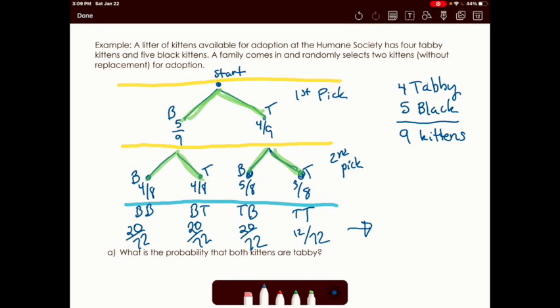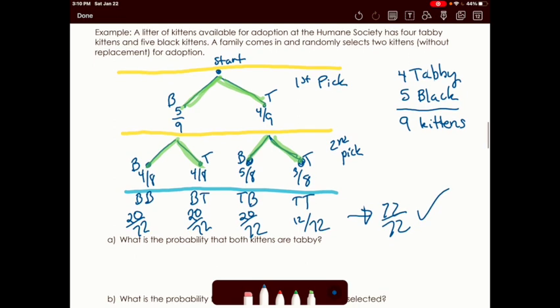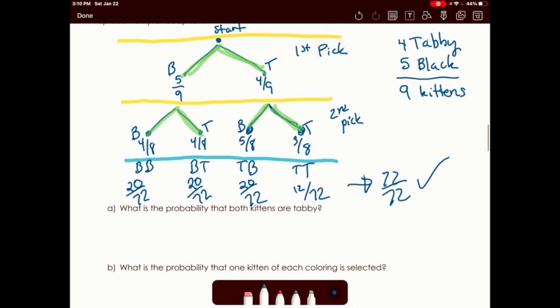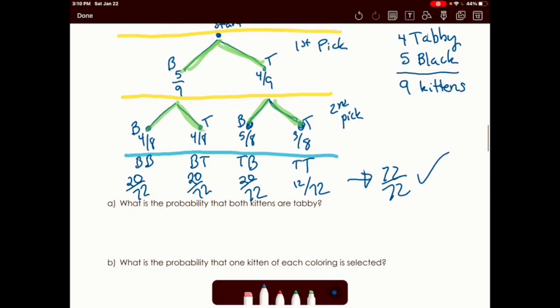Now, when I total all of these, I should get a total of 1 or 100%. So if I take 20 over 72 plus 20 over 72 plus 20 over 72 plus 12 over 72, that gives me 72 over 72. So that's a way to check to make sure you didn't miss anything and that you calculated your probabilities correctly.